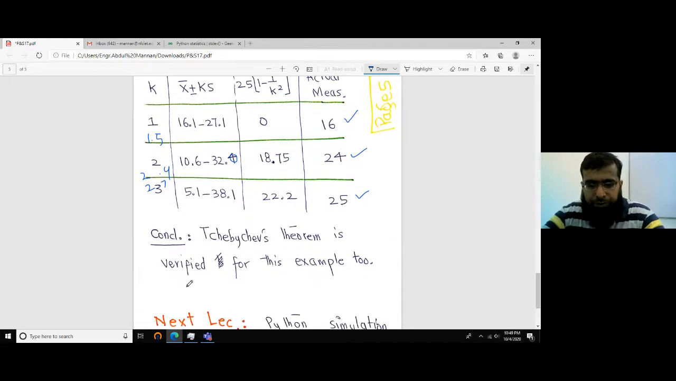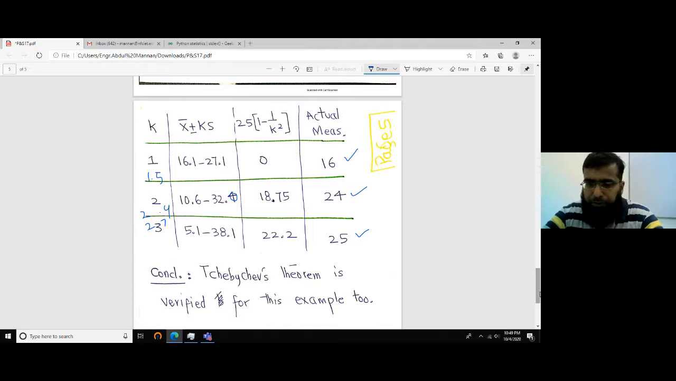So Chebychev's theorem is verified even for this example. You can choose any example from the book, or you can imagine any sample of numbers, and it will be verified. If you check it for different values of k, you will verify it for all values of k, provided k is greater than 1 or greater than or equal to 1.